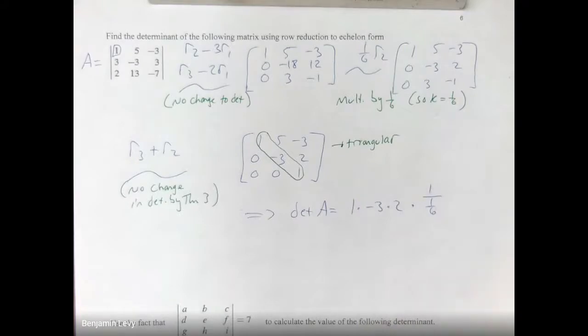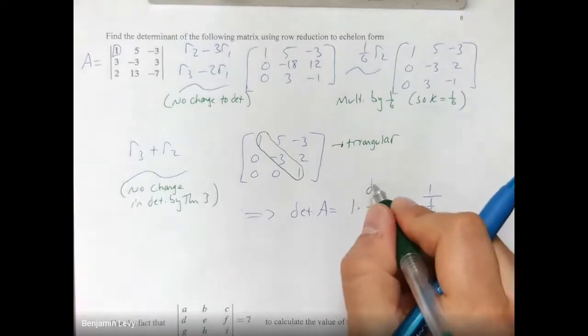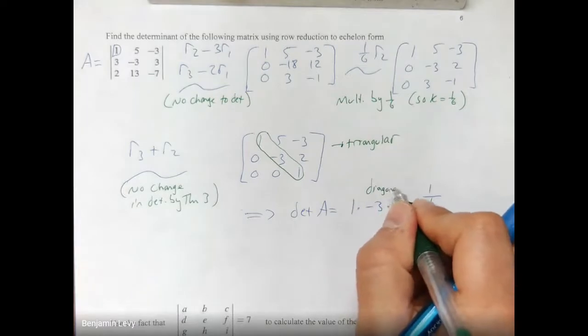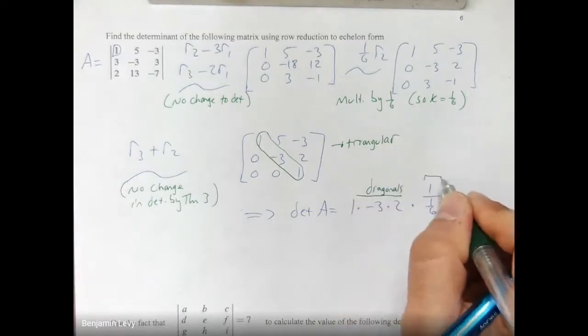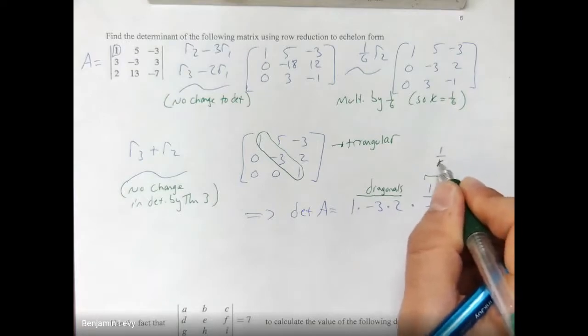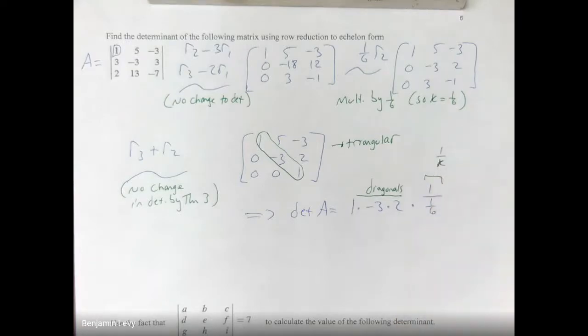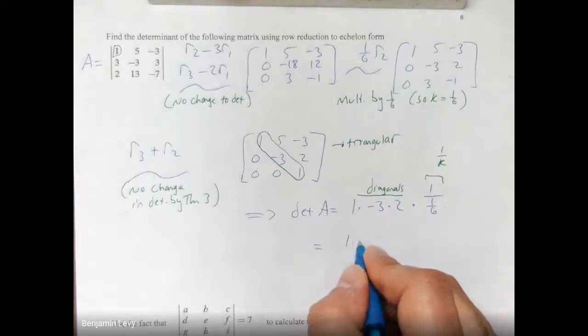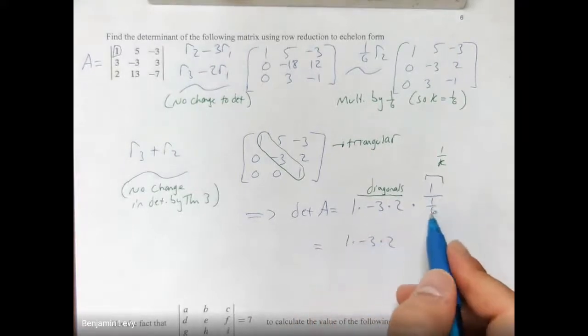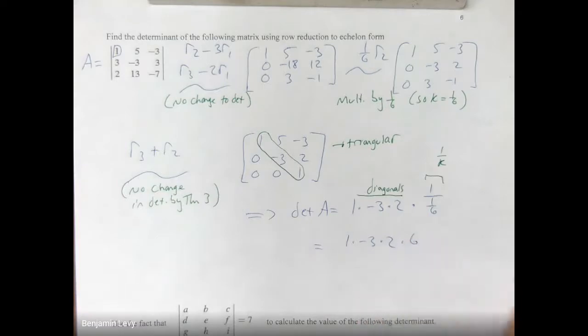And so just to be clear here, this is the diagonals multiplying. And this part is 1 over k. And when we simplify that down, we get 1 times -3 times 2. When you flip the 1/6, you get 6. And so this ends up being 6 times -3 times 2.